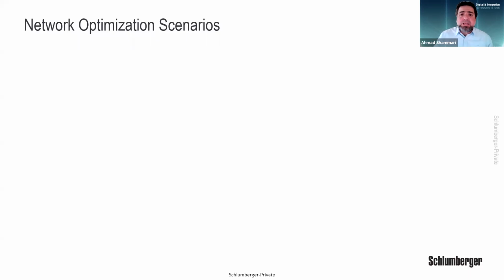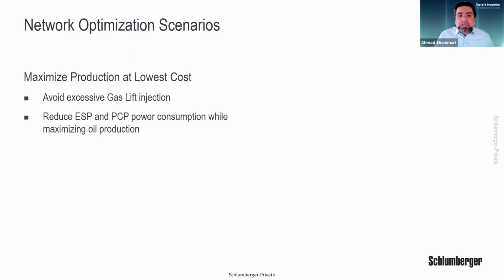And there are different scenarios that any operator can select from, or it could be a combination of all. Let's say, for example, an operator needs to maximize production at the lowest cost. So this is the optimization goal, the optimization scenario for the operator. You will need, for example, to avoid excessive gas lift injection. You don't want to inject too much, right? You need to reduce ESP or PCP power consumption while maximizing oil production. So this is a straightforward and logical example of maximizing production at lowest cost.